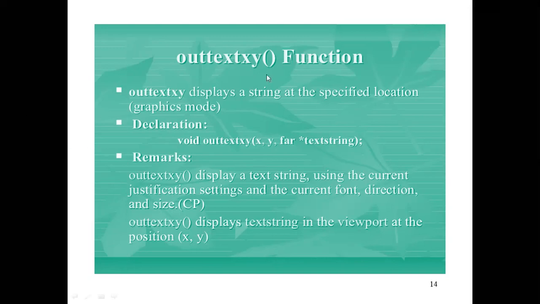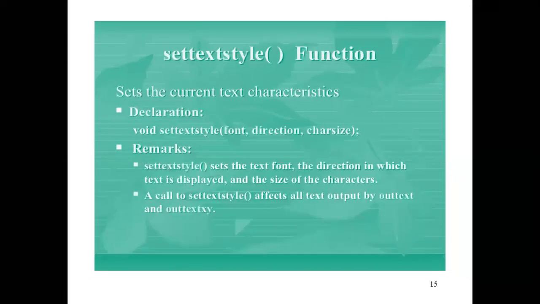So this is again one of the ready-made functions which are already inbuilt in the computer graphics package. Again, settextstyle. Here you can set the text style. You can change the style of the text with a particular direction, or you can say the rotation. So here you will declare the function like void settextstyle(font, direction, character size). With the current location you can draw the text with a particular style.